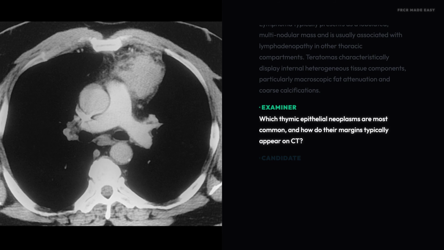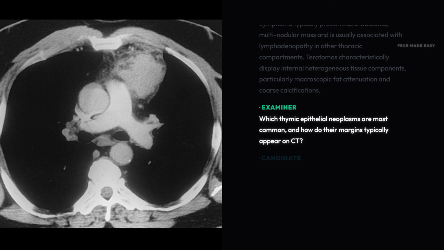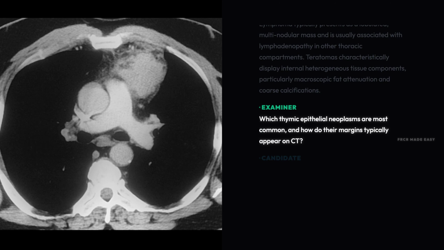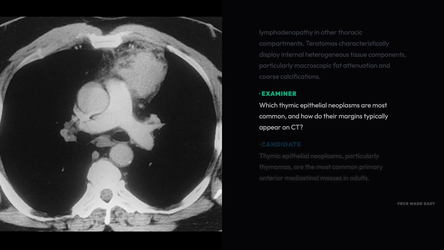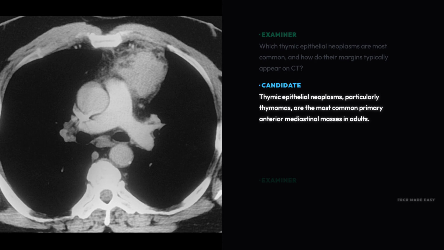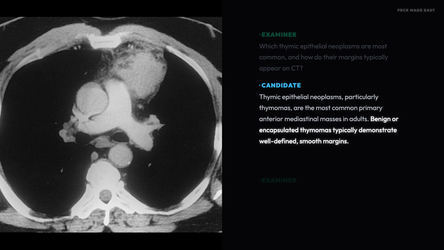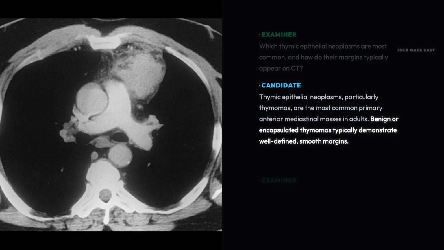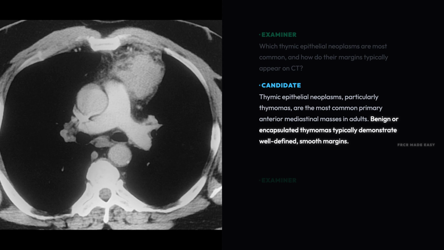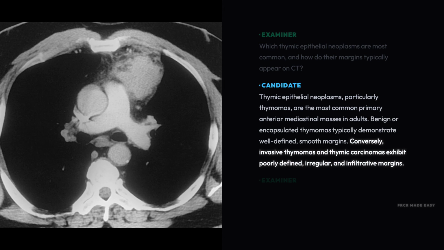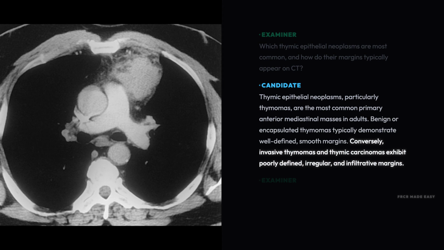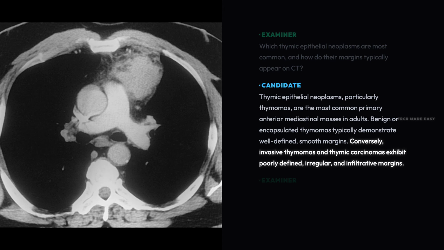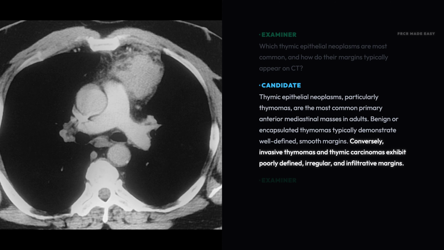Which thymic epithelial neoplasms are most common, and how do their margins typically appear on computed tomography? Thymic epithelial neoplasms, particularly thymomas, are the most common primary anterior mediastinal masses in adults. Benign or encapsulated thymomas typically demonstrate well-defined, smooth margins. Conversely, invasive thymomas and thymic carcinomas exhibit poorly defined, irregular, and infiltrative margins.